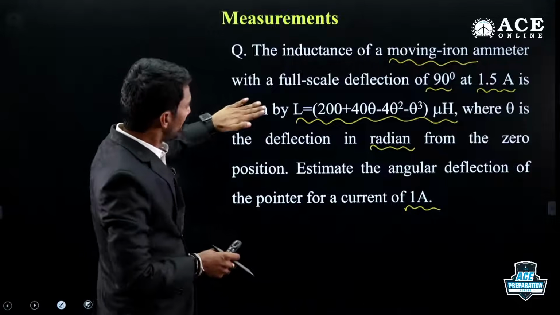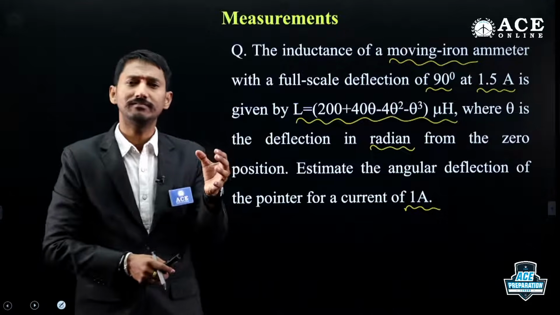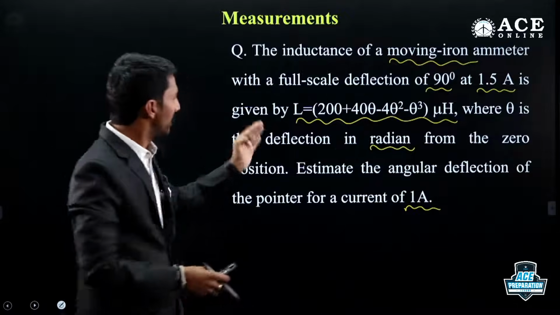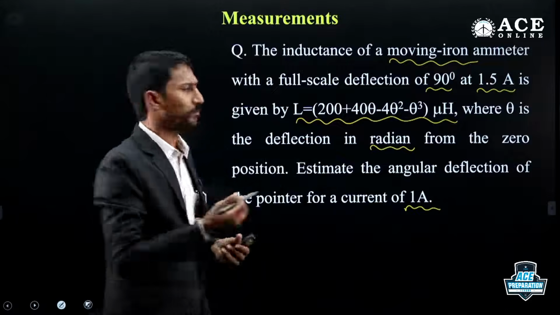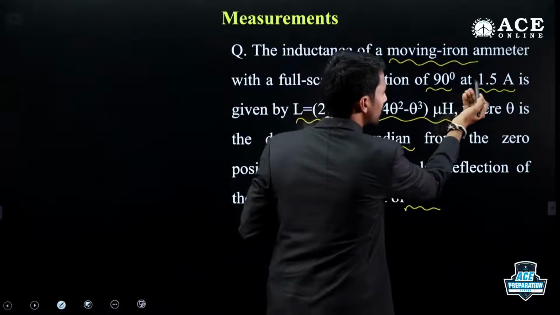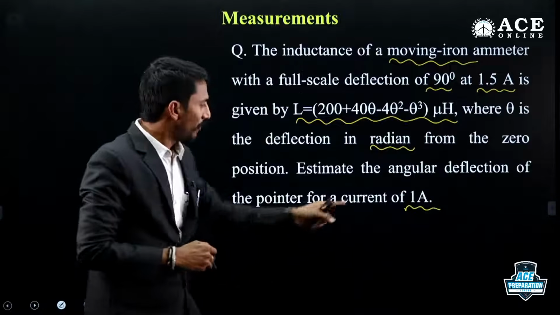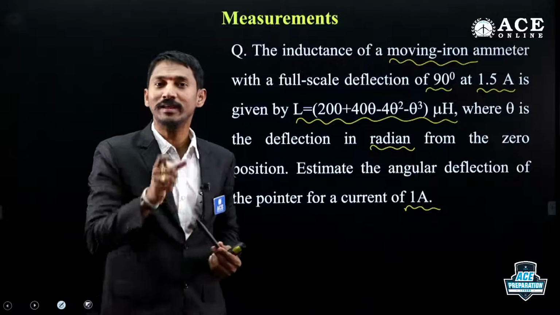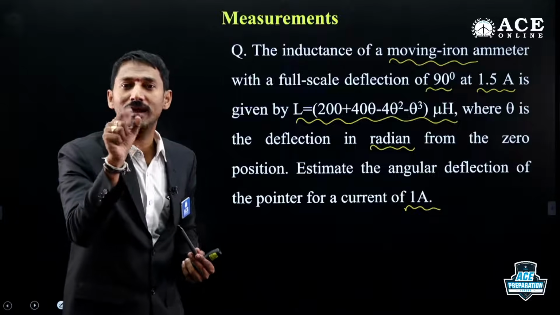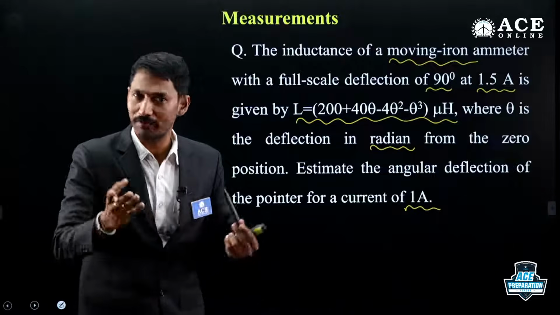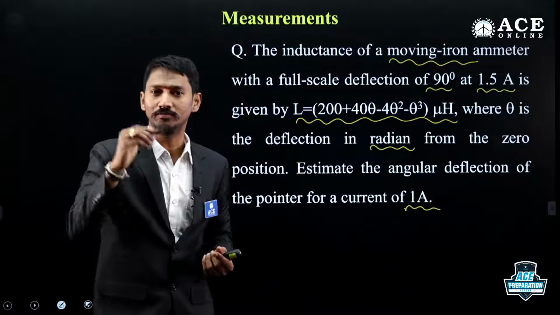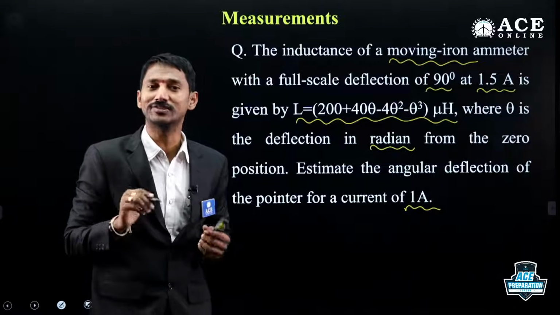Generally, inductance will not be given if they want to ask it as a 1 mark question. Simply, 90 degrees at 1.5 amperes, and at 1 ampere, how much? Directly we can take the relation: for an MI instrument, theta is proportional to I square. Everyone knows that. Based on that, theta 2 by theta 1 equals I2 square by I1 square.